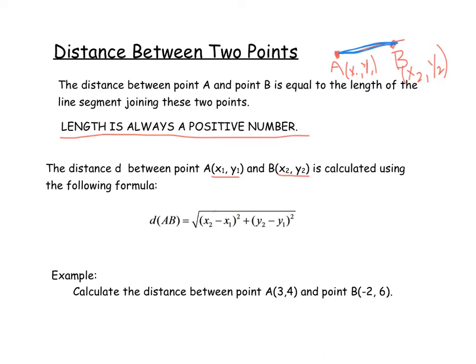So it's important to notice that basically what we're doing here is x2 minus x1, that's the change in x. And y2 minus y1, that's the change in y. So it's basically the square root of the change in x squared plus the change in y squared. But this is really the formula that you're going to be using most of the time.